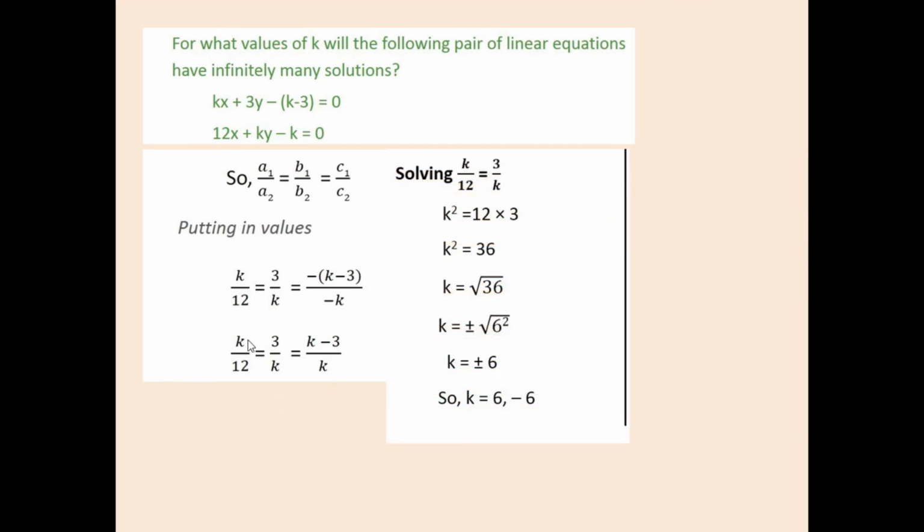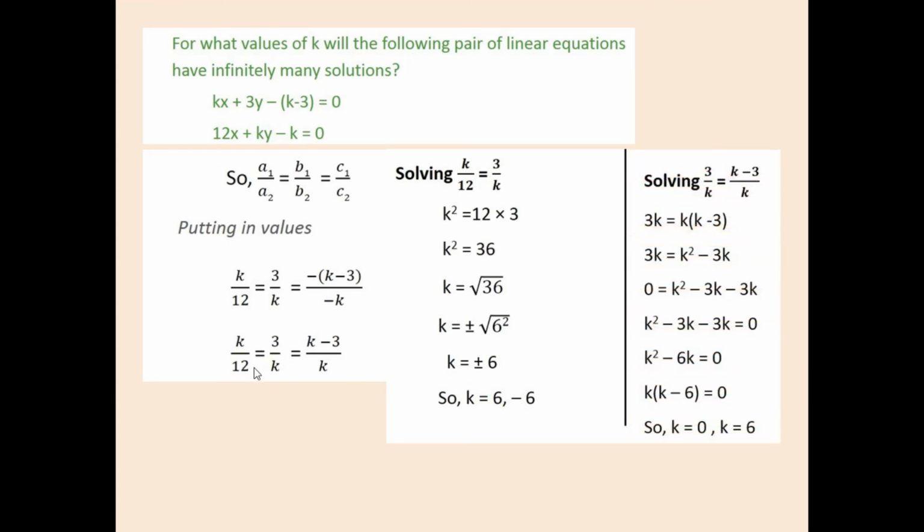So let me take the first case. That means this equal to this. When I write this, I take k there, k square, 12 into 3, 36. When I take a square root on both the sides, I get k as plus minus 6, which can also be written as k equal to 6 and k equal to minus 6. Now, my answer doesn't finish here because I have only looked at the first two ratios. So I'll have to look at the second and third comparison as well.